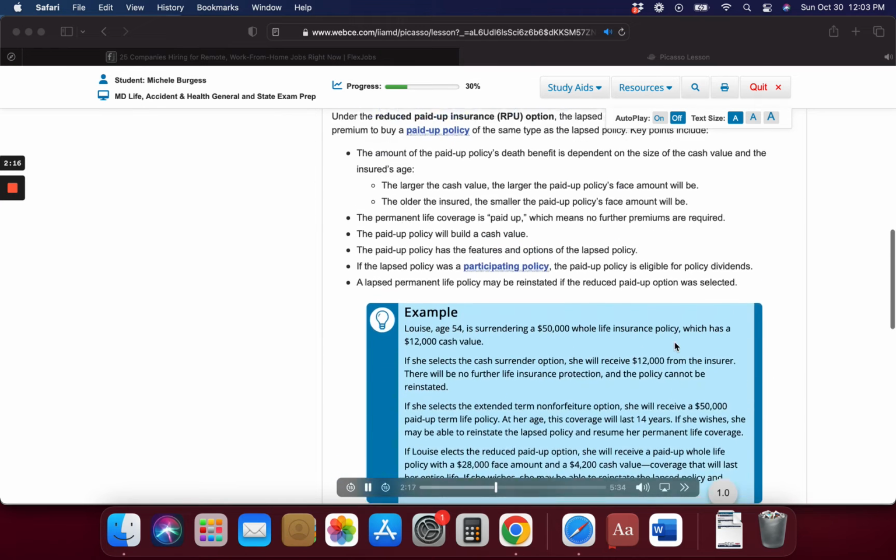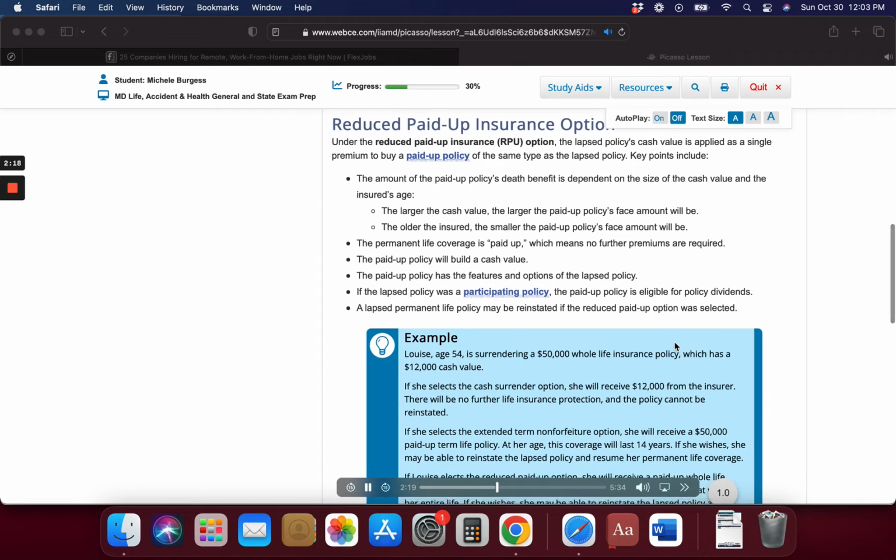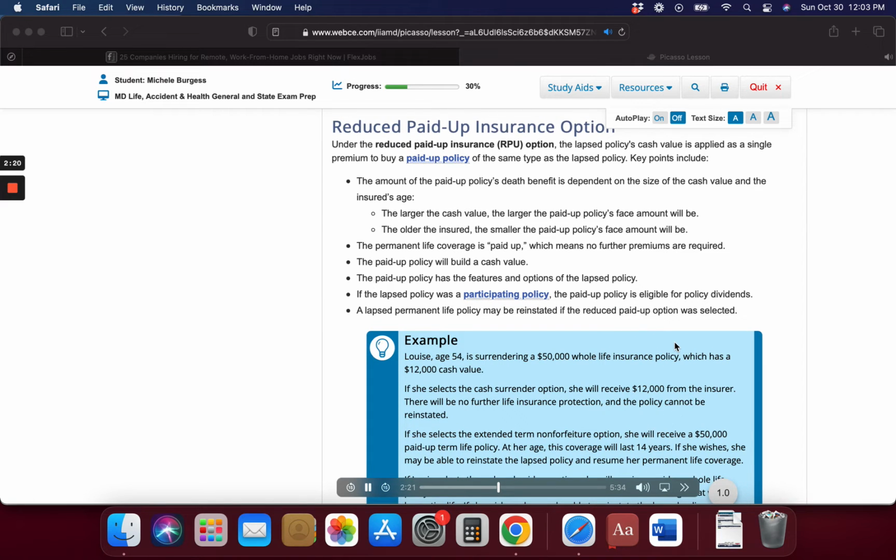Reduced paid-up insurance option. Under the reduced paid-up insurance, RPU, option, the lapsed policy's cash value is applied as a single premium to buy a paid-up policy of the same type as the lapsed policy. Key points include: the amount of the paid-up policy's death benefit is dependent on the size of the cash value and the insured's age. The larger the cash value, the larger the paid-up policy's face amount will be. The older the insured, the smaller the paid-up policy's face amount will be.